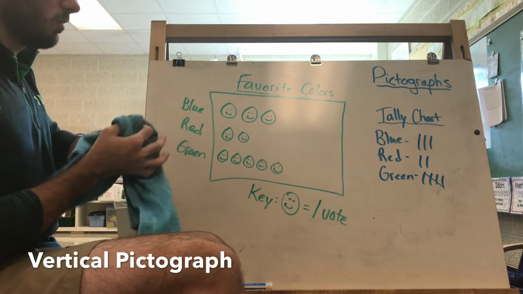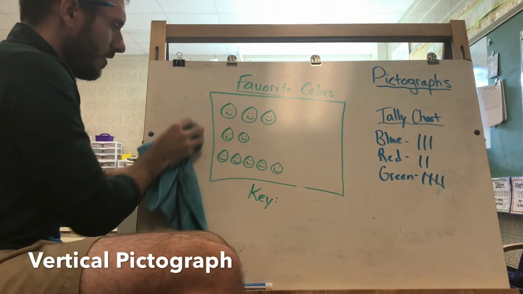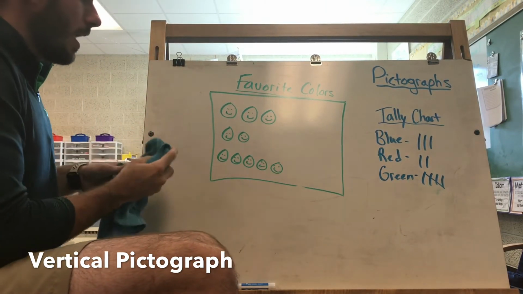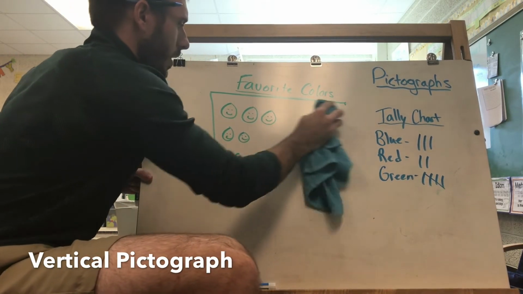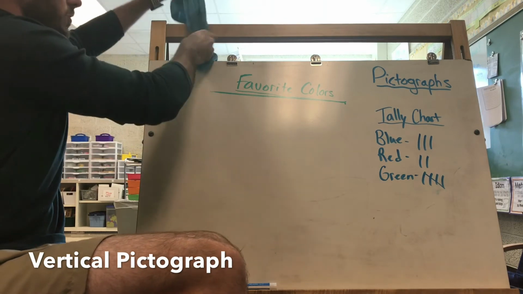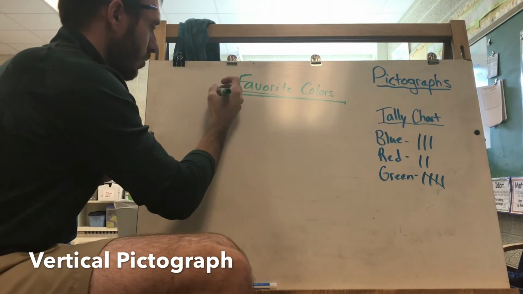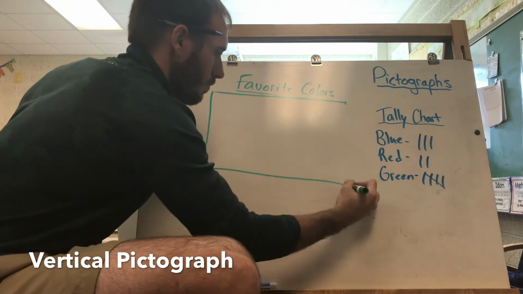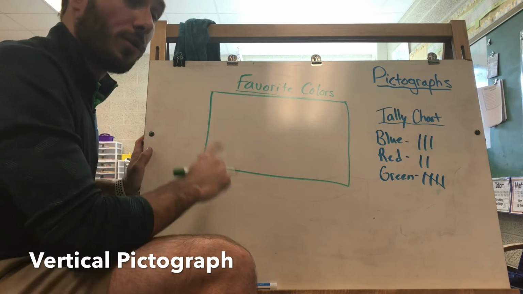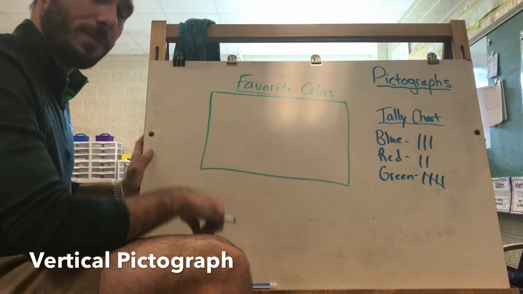Same information. Okay? I'm going to erase my key real quick. I'm going to erase this here. Actually, I'm going to erase the whole thing because I'm going to be right over there. Let me just erase this all the way. Get you more of a scale. So we have favorite colors, still our title. That's still what we're working with. Instead of being the horizontal pictograph, we're going to do the vertical pictograph. Now, there's going to be information up and down.